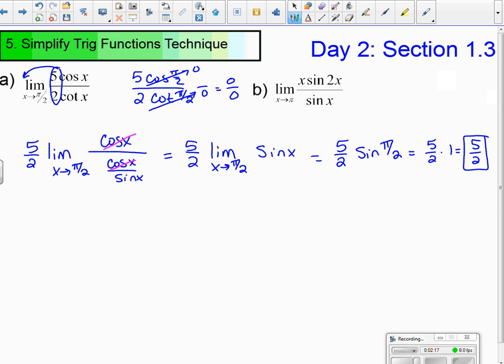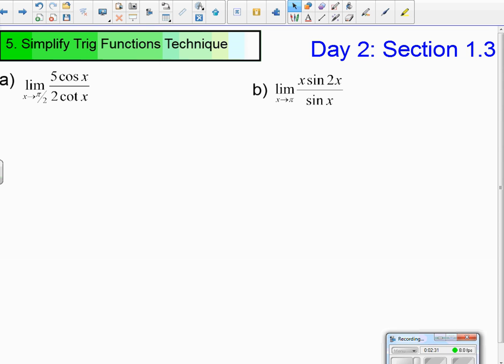Problem B. We are headed to pi, and if we try to plug in pi, we'd have pi times sine of 2 pi divided by sine of pi. Well, this would be 0 and this would be 0, so we get 0 over 0, so let's try to do some trig work, maybe some simplifying on this.